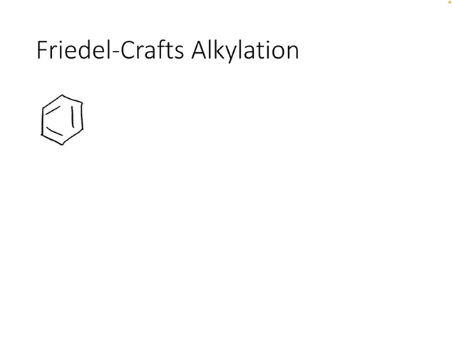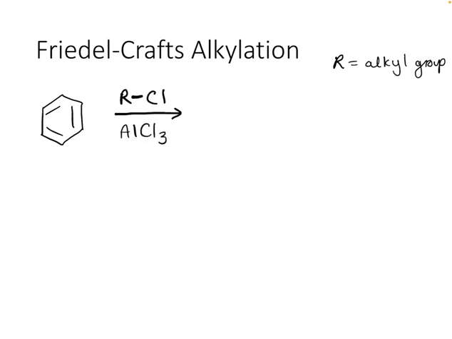So similar to all our other reactions we've looked at so far, we start with benzene, which is a weak nucleophile, and we're going to use an alkyl halide. So the R group is an alkyl group. And we're also going to use that aluminum trichloride catalyst. And this is just going to add the R group to your benzene ring.